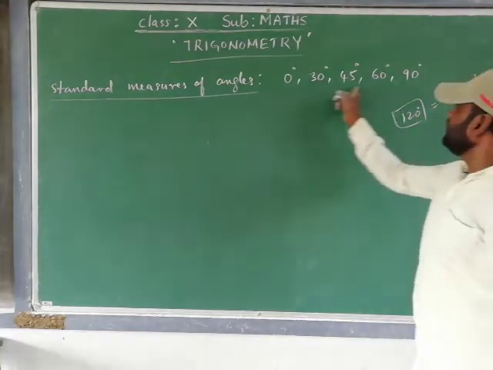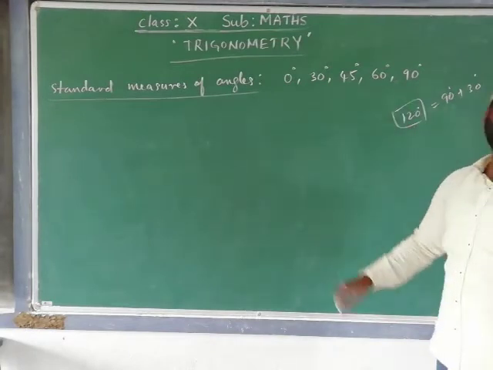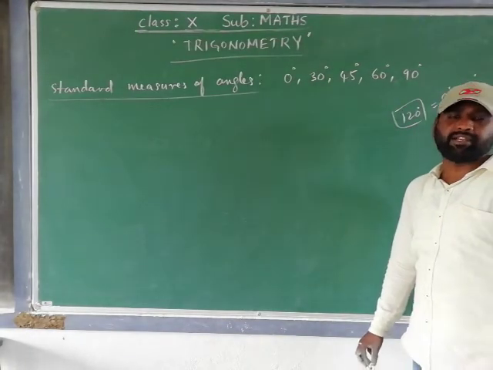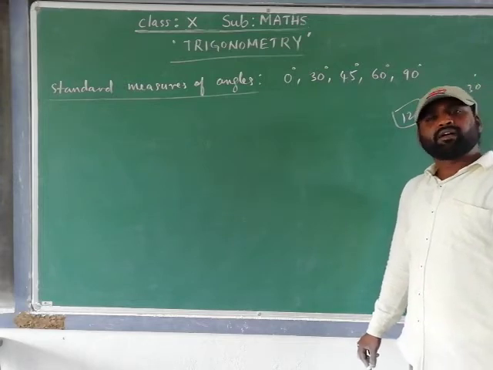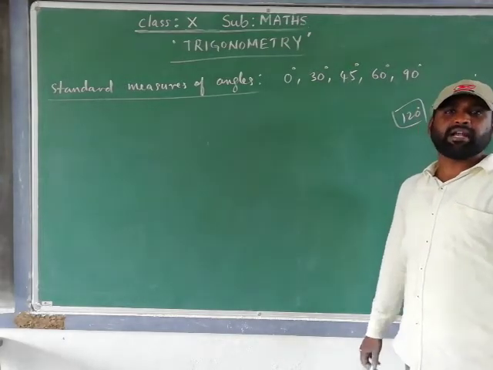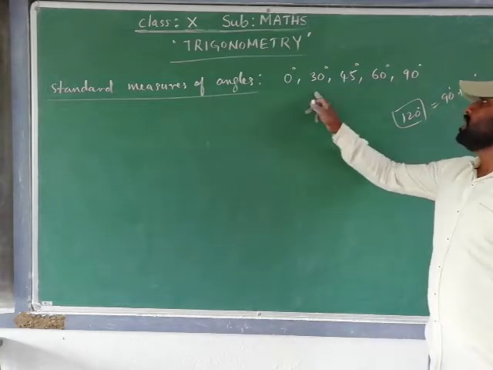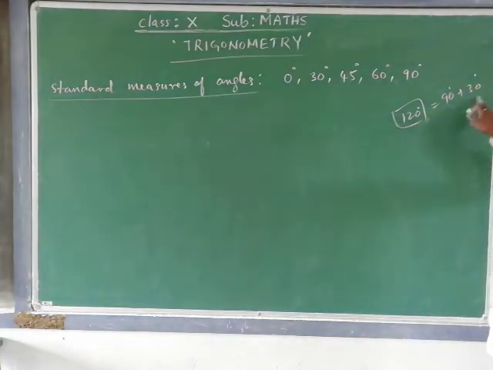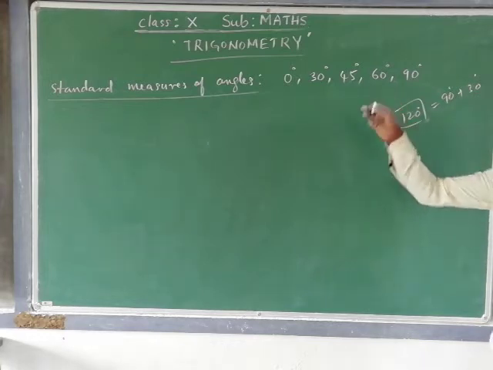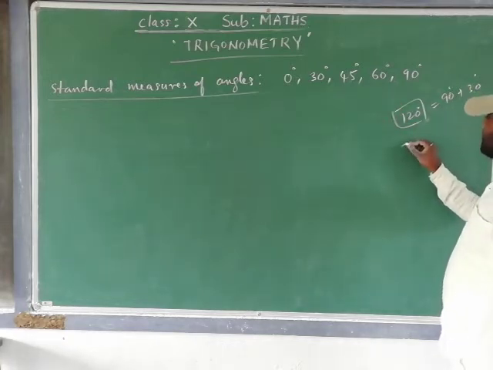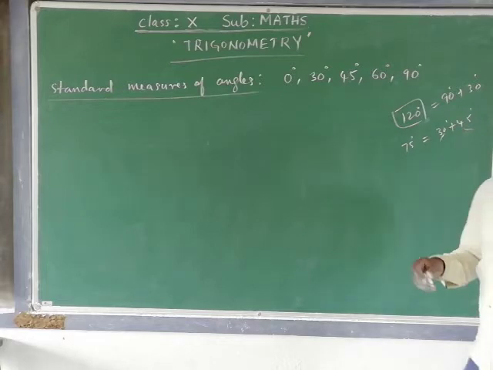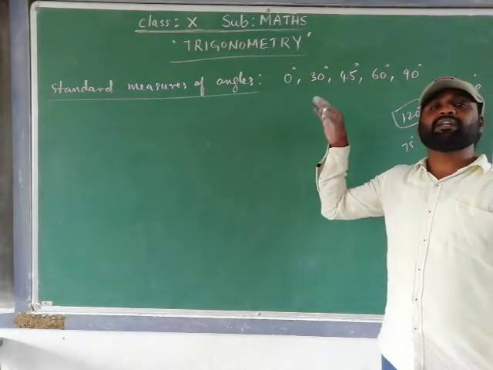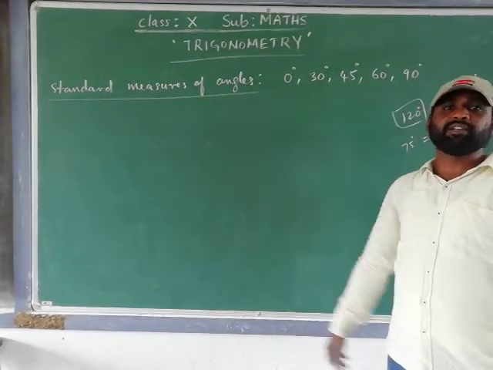Why? Because for these measures only, we have certain values for trigonometric ratios such as sine, cos, tan, cosec, sec, cot. So if some other angles are given, we will convert them by using the standard angles. Suppose 75 is given. How will we write it? 30 plus 45. Why? Because for 30 and 45 we have standard values. Let us learn the standard values for the different trigonometric ratios now.